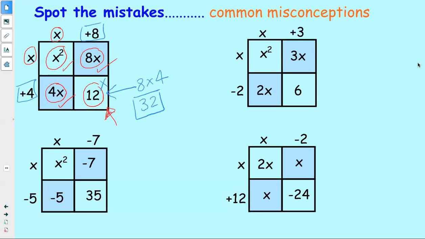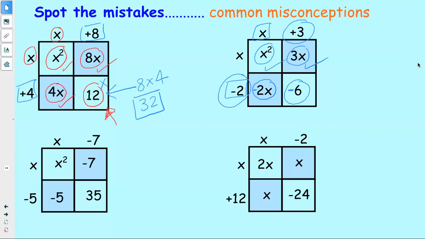Next one. So your x squared, yep, that's right. Your 3x, 3 multiplied by x, yep, that's right. This part here, 2x. Now it's nearly right. So you've got a negative 2 multiplied by x. Now if the negative wasn't there, 2 multiplied by x is 2x. But it's negative 2 multiplied by x, so you have to put a negative sign in front of that 2x. Okay, and then again, this part here, 6. 2 multiplied by 3 is 6, but negative 2 multiplied by 3 is a negative 6. So just be very, very careful with the negative numbers.